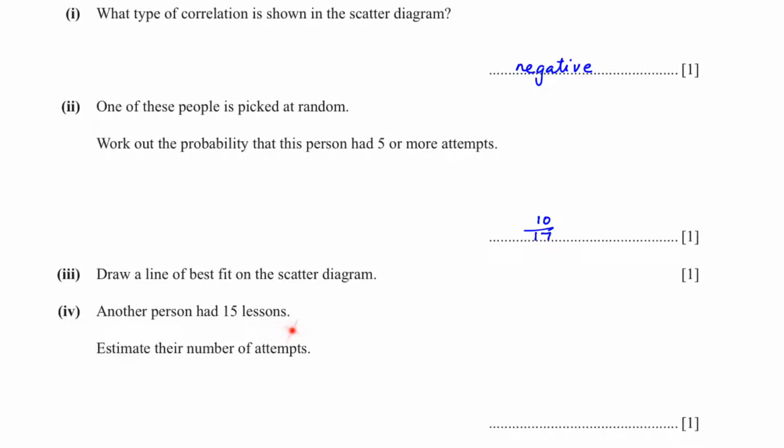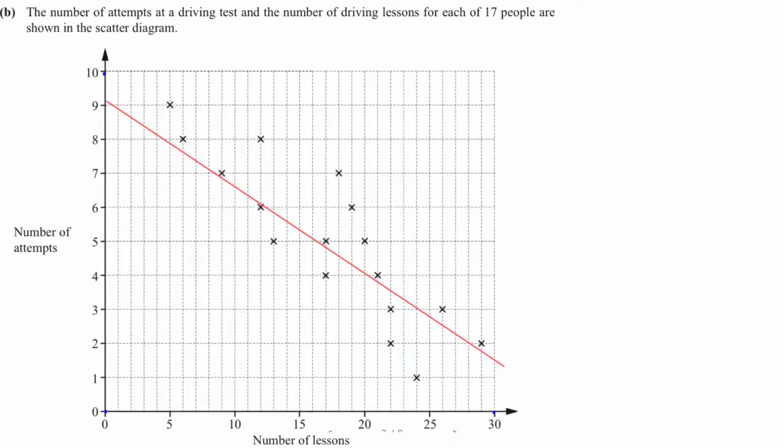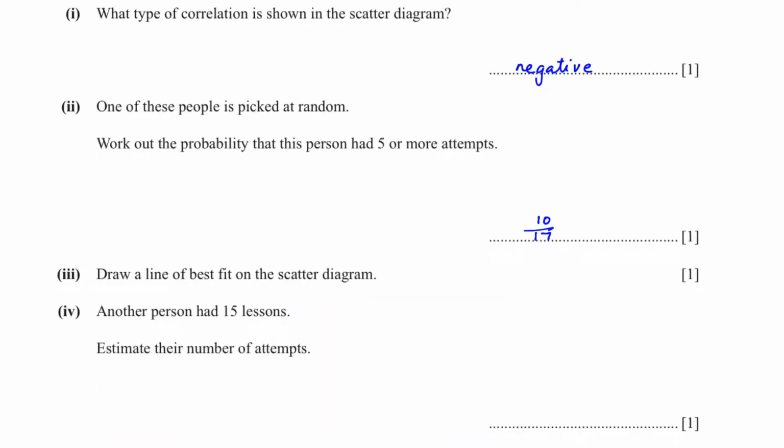Another person had 15 lessons. Estimate the number of attempts. So another person had 15 lessons, that's here, and the number of attempts. We have 15 here. It's in between 5 and 6. Attempts cannot be in decimals. It has to be an integer. So you can either write 5 or 6.